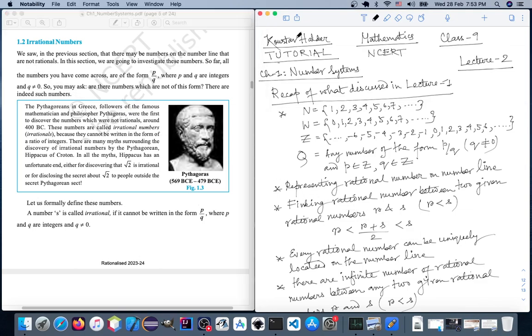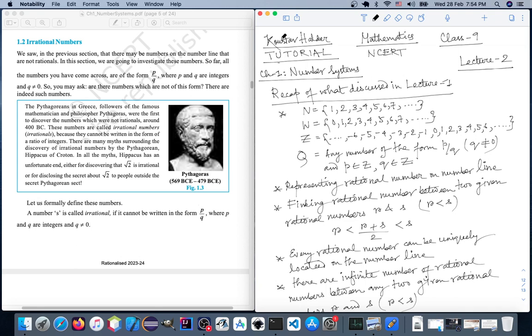Okay, so I have opened the PDF of the NCERT textbook, chapter 1 Number Systems, and on the left hand side you can see the PDF. We will be discussing in this video section 1.2 on irrational numbers. I will try to follow the textbook line by line, but I will skip the historic part, like who discovered which formula. All those things I will not discuss.